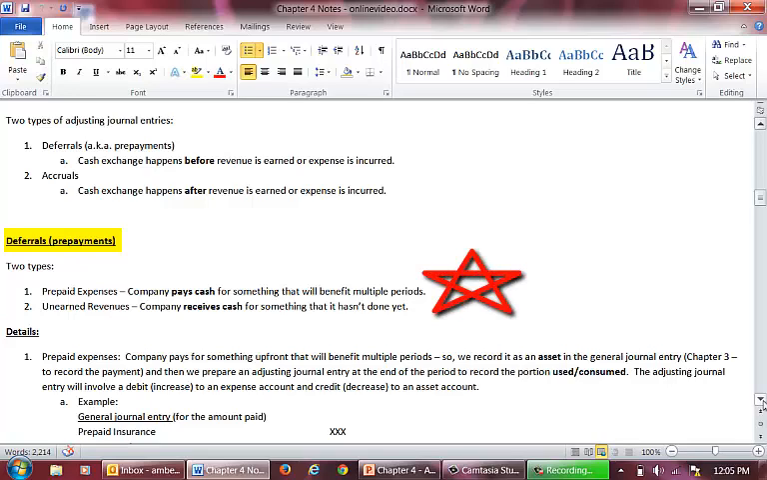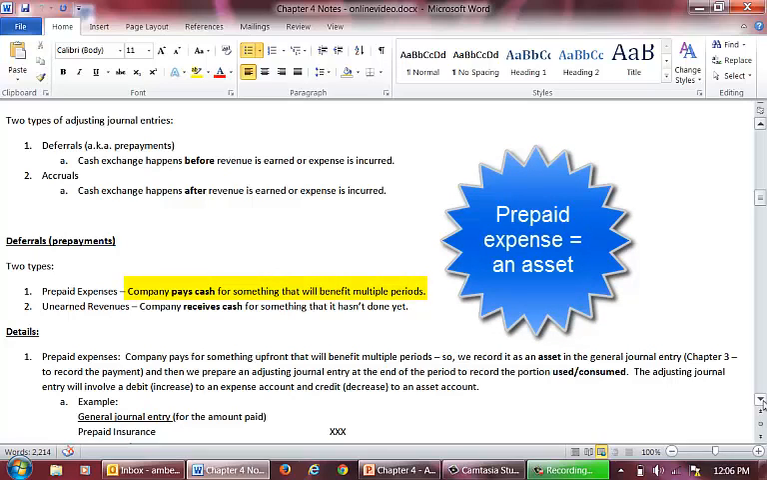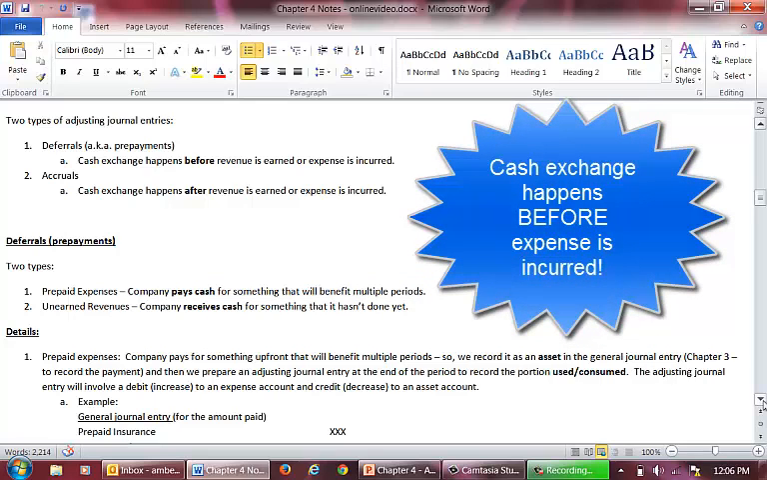There are 2 types of deferrals, prepaid expenses and unearned revenues. We talked about both of these types of accounts in Chapter 3. Now let's learn about the adjusting entries that are required because of them. Remember that a prepaid expense is an asset to a company. The company pays cash for something that will benefit multiple periods. The cash exchange happens before we incur the expense.